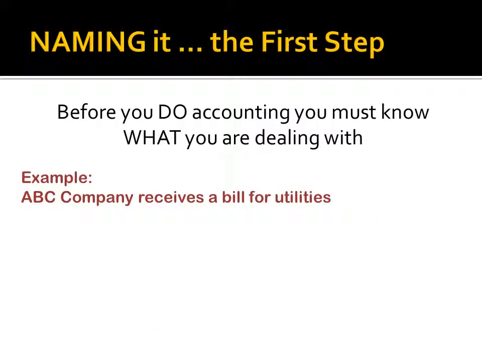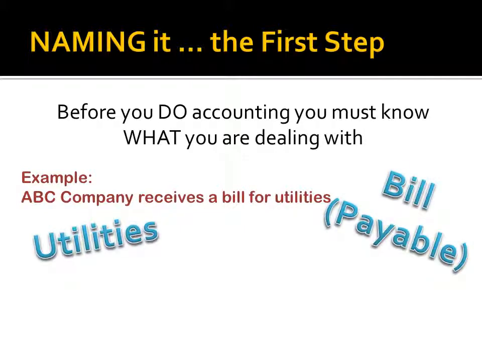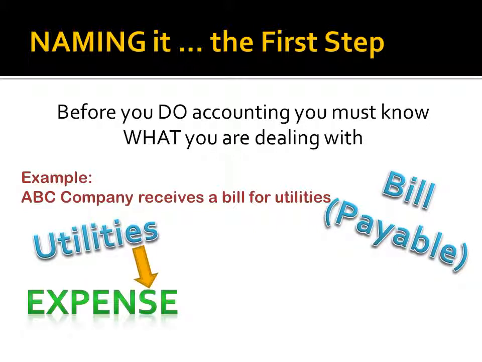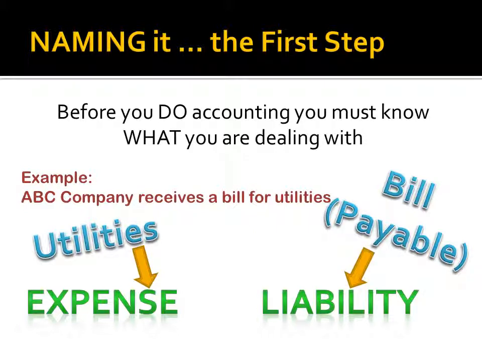If they receive a bill for utilities, what we have is utilities, which is an expense. That's a temporary account, but it does affect equity. And the bill is a payable. It's something that's due. That's a liability. And this is going to become very important when you go to actually make journal entries and you have to know whether to debit or credit something. You need to know what kind of account you're dealing with first.